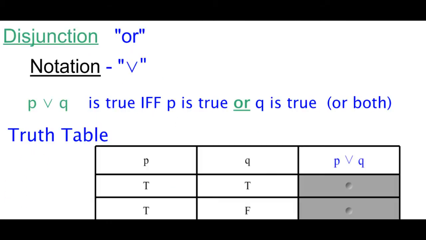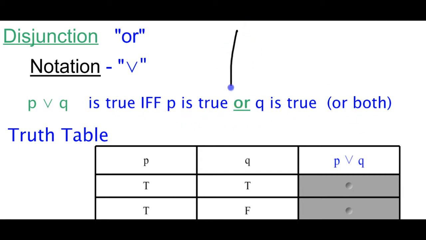Disjunction, meaning or. The notation for disjunction is the letter V. So P or Q is true if and only if P is true or Q is true or both.